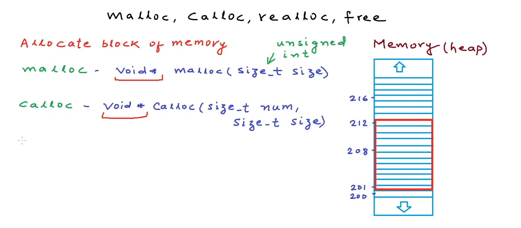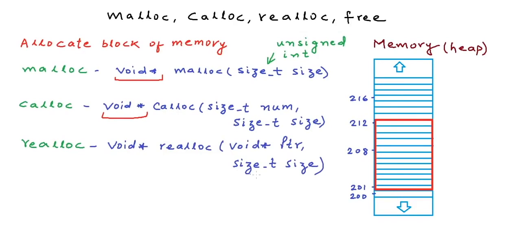The third function that we want to talk about is realloc. If you have a dynamically allocated block of memory, and if you want to change the size of this block of memory, then you can use realloc. This function takes 2 arguments. The first argument is a pointer to the starting address of the existing block, and the second argument is the size of the new block. There can be a couple of cases in realloc.